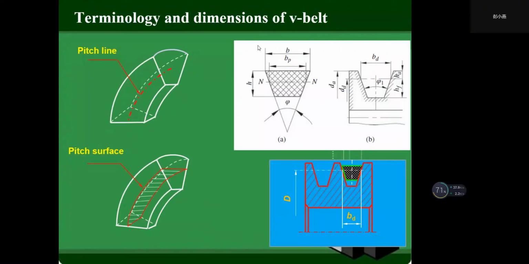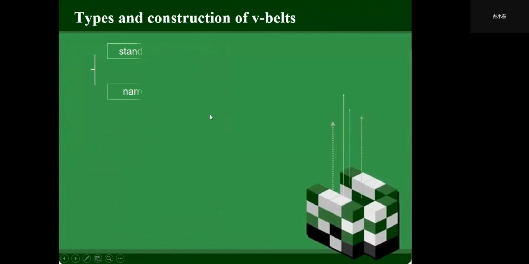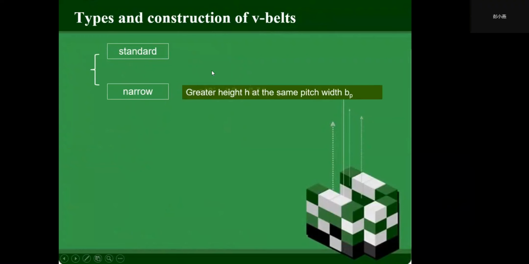Okay, let's continue. And we know the dimensions of V-belts. And V-belts have two types, that is standard V-belt and narrow V-belt.